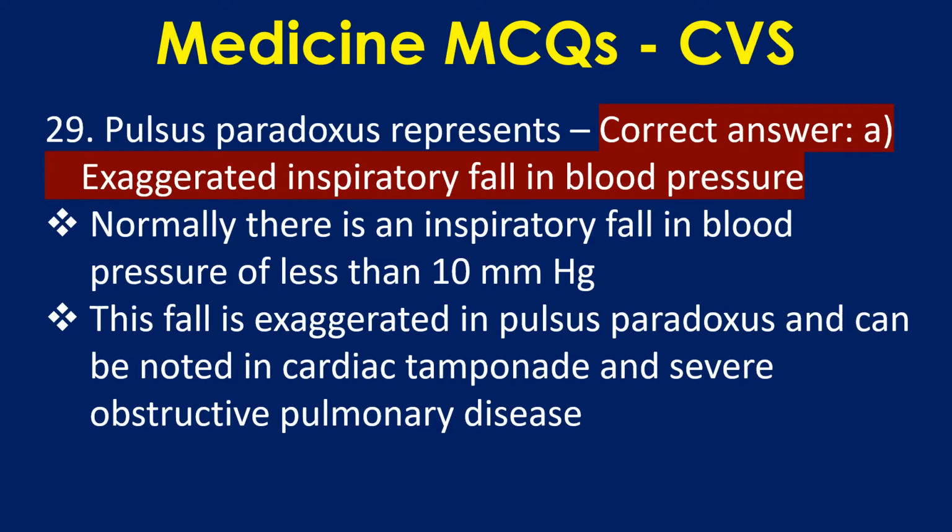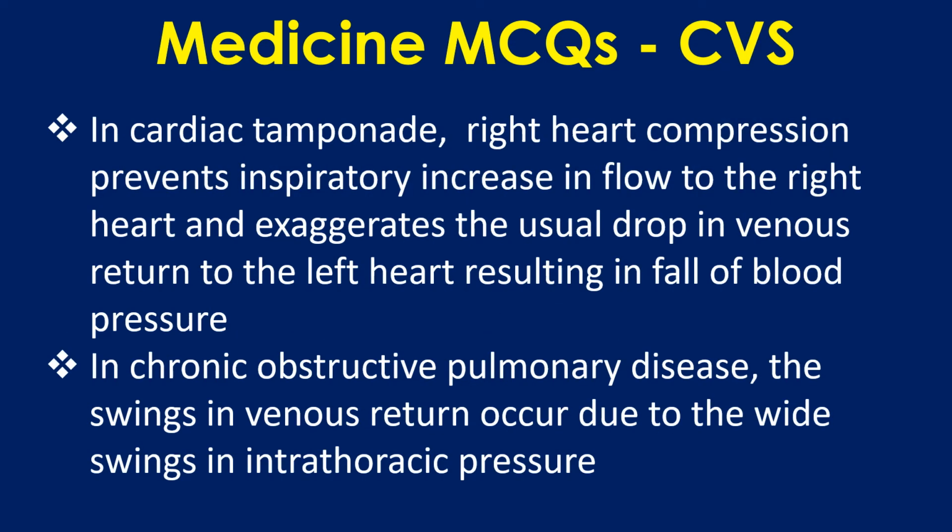This fall is exaggerated in pulsus paradoxus and can be noted in cardiac tamponade and severe obstructive pulmonary disease. In cardiac tamponade, right heart compression prevents inspiratory increase in flow to right heart and exaggerates the usual drop in venous return to the left heart, resulting in fall of blood pressure. In chronic obstructive pulmonary disease, the swings in venous return occur due to the wide swings in intrathoracic pressure.